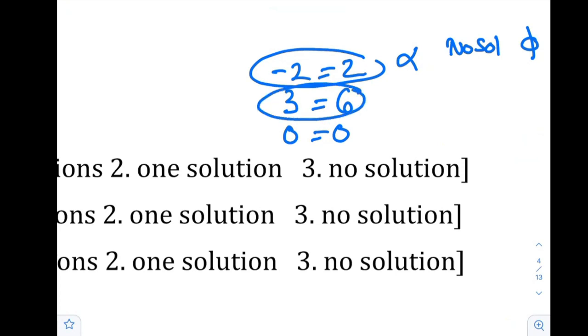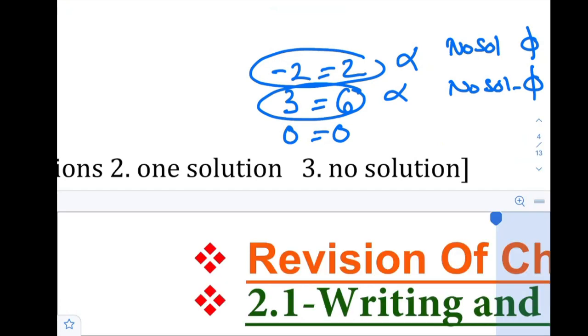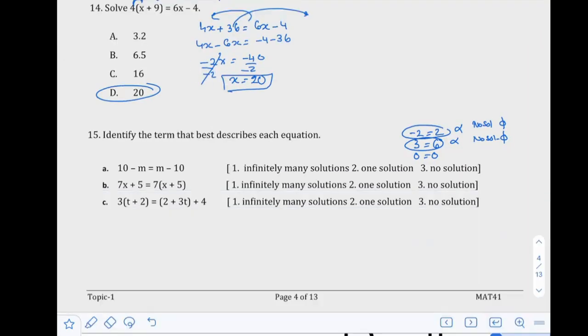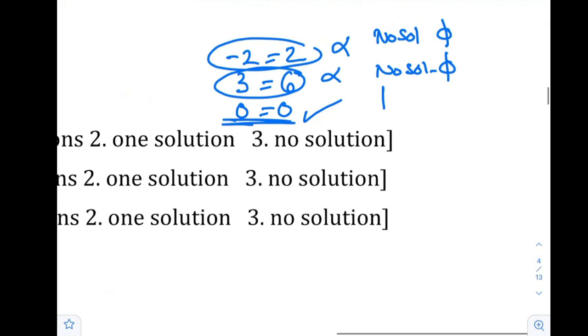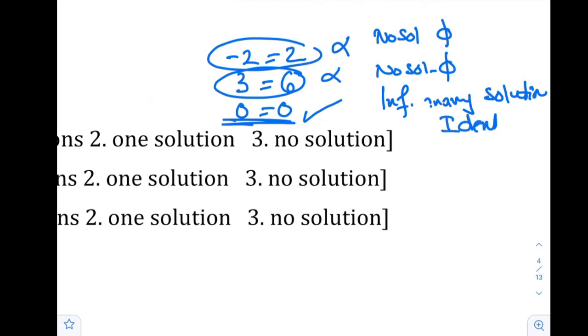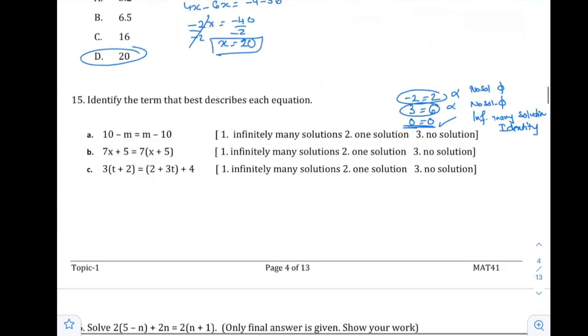3 equals 6 is definitely wrong, so no solution also. You will never have a solution that satisfies the equation. Also, we have here 0 equals 0, which is always true. This is always right. So in this case, you will have infinitely many solutions, or we call it an identity. Identity because the right-hand side is identical to the left-hand side. Identity أو infinitely many solutions أو عدد لا نهائي من الحلول لما يكون الطرفين متساويين.